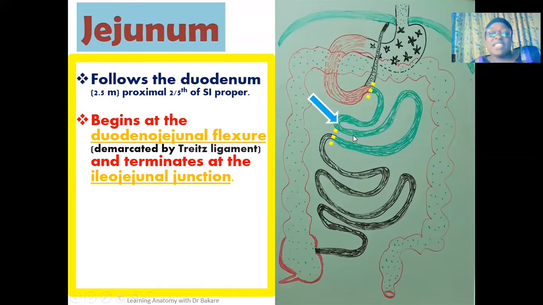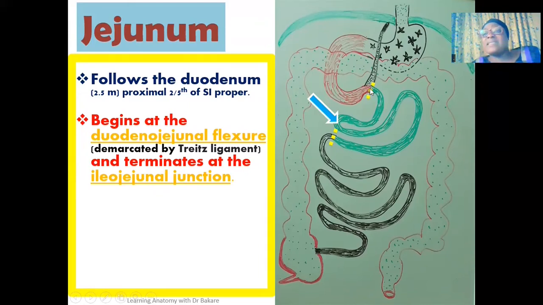So the ileojejunal junction is the junction between the ileum and the jejunum, and this is the point where the jejunum terminates. Let's go back to the duodenojejunal junction, where we have the beginning of the jejunum, which is the flexure, a curvature that is created at the point where the duodenum becomes continuous with the jejunum. At this point, there is a ligament called the ligament of Treitz.